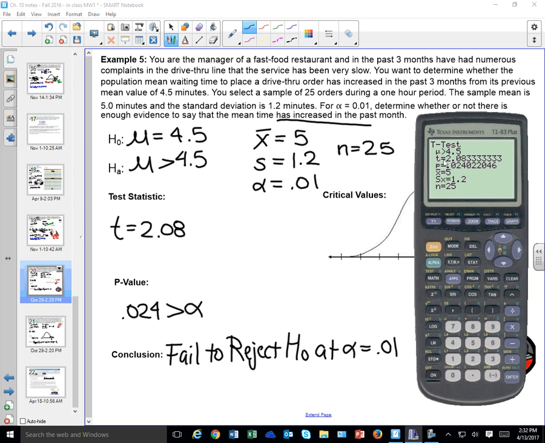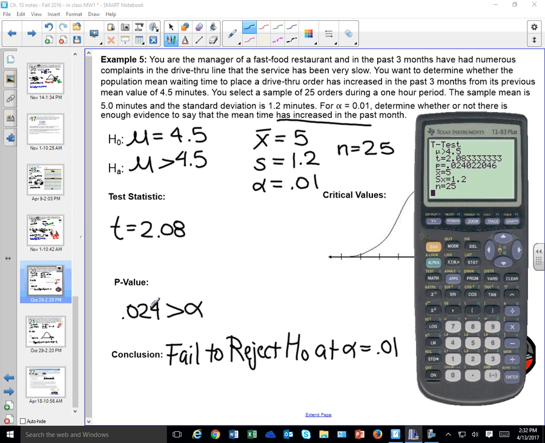So we get a t of 2.08. So we're about 2 standard deviations away from the mean, which is kind of far away. It kind of just depends on what your alpha is, if that's going to be far enough away or not. In this case, our alpha was 0.01. Our p-value here would be 0.024.